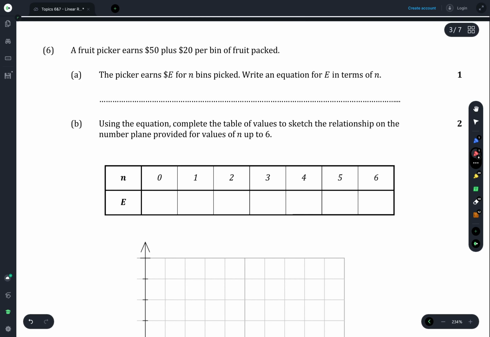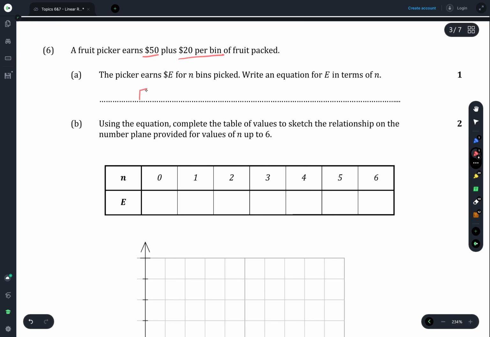Going into this last page for the linear relationships questions. We're told that a fruit picker earns $50 plus $20 per bin of fruit packed. The picker earns E dollars for N bins picked. Write an equation of E in terms of N. That means we want to create an equation that models the situation.